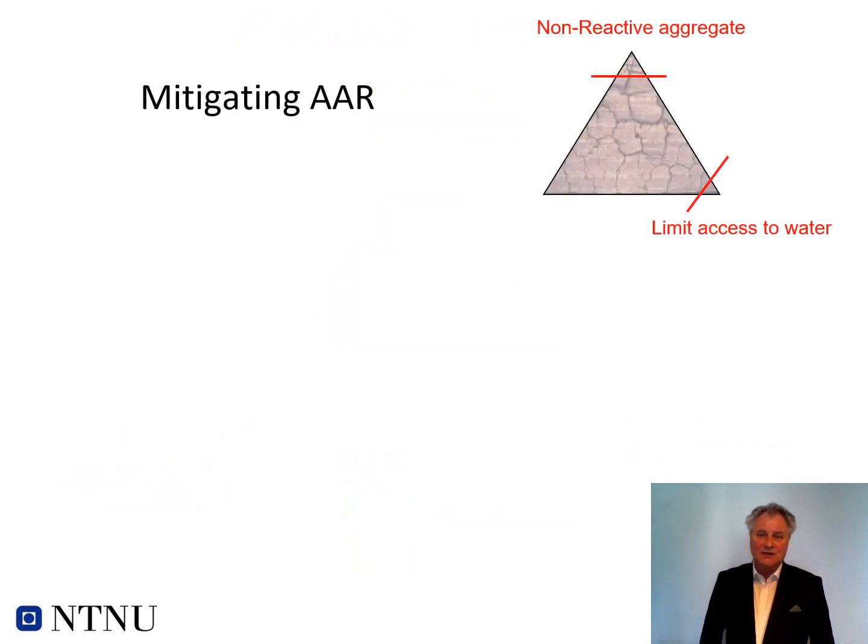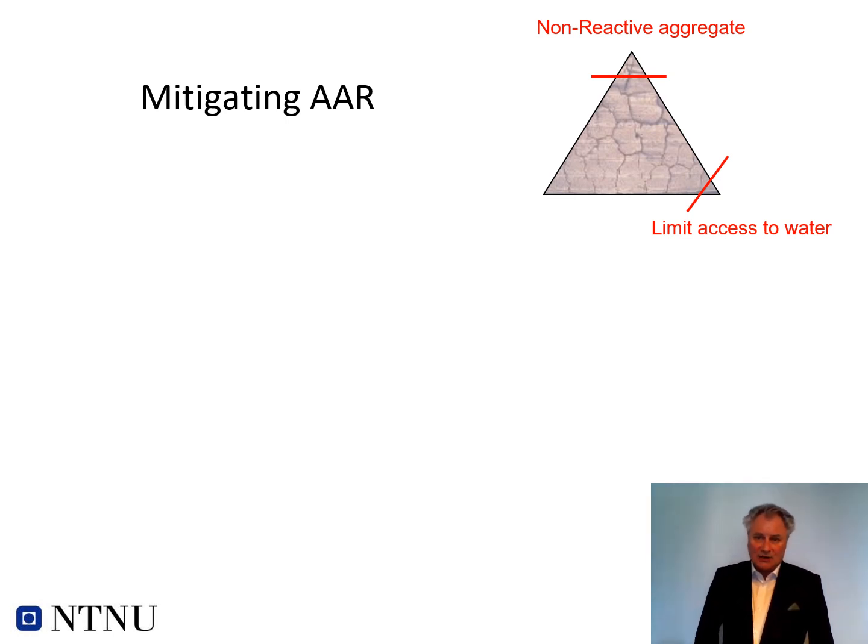So how should we then mitigate AAR? Well, we could mitigate it by using a non-reactive aggregate and cutting that top corner out of this. But in many places it is very difficult locally to find a non-reactive aggregate, and you are depending on local aggregates, and then the aggregate will be reactive.